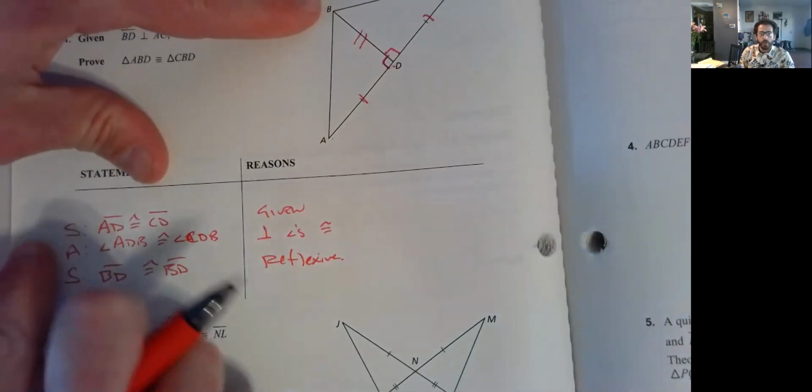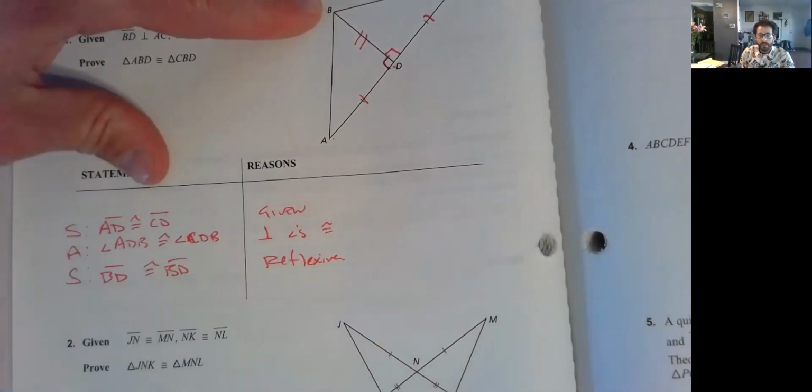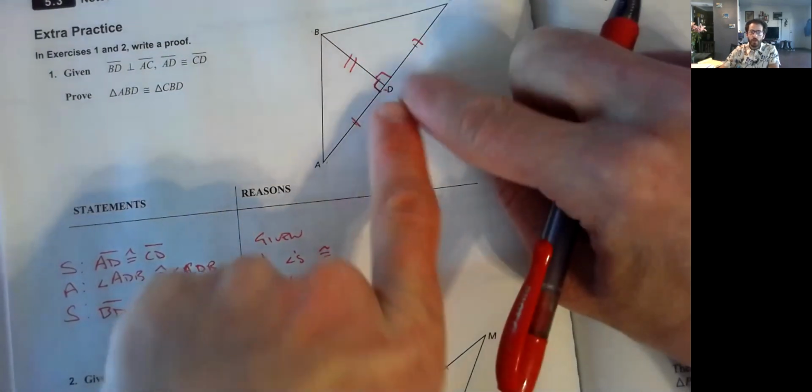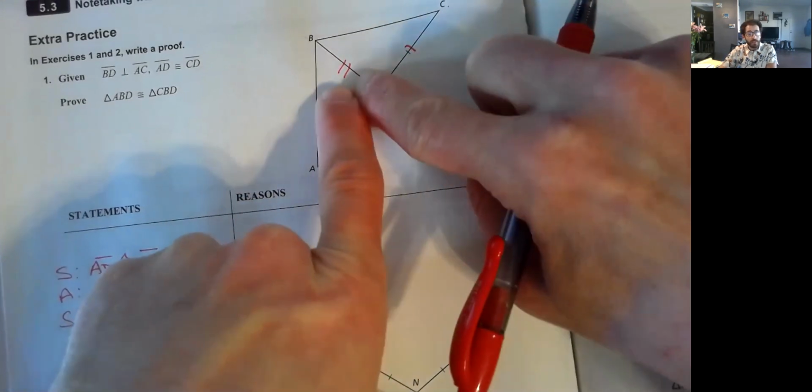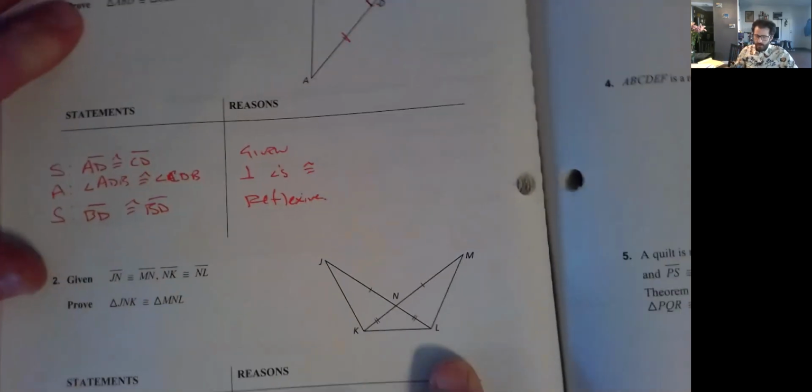All right, and there you go. We have a statement without a doubt confirming that we have corresponding sides, corresponding angles, and then the next corresponding sides are congruent. Boom, we prove that these two triangles are congruent. Good job. All right, let's do another one.